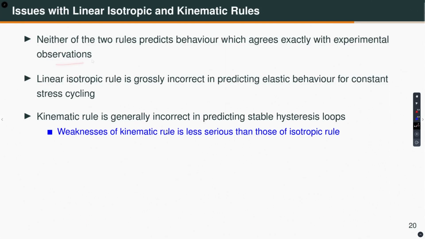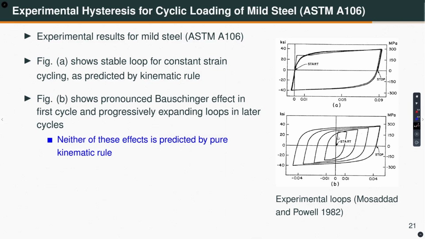Okay, let us discuss. Neither of the two rules predicts behavior which agrees exactly with experimental observation. The linear isotropic rule is grossly incorrect in predicting elastic behavior for constant stress cycling. The kinematic rule is generally incorrect in predicting stable hysteresis loops, but the weakness of the kinematic hardening rule is less serious than those of the isotropic hardening rule. Let us look at some more experimental data.